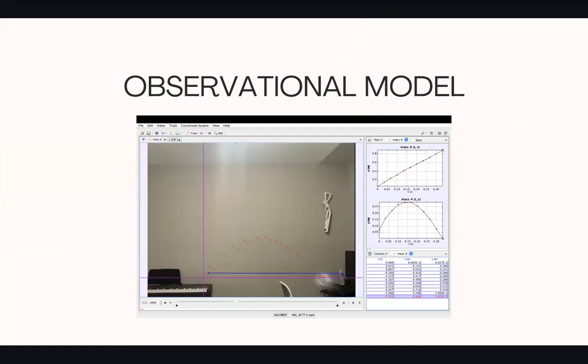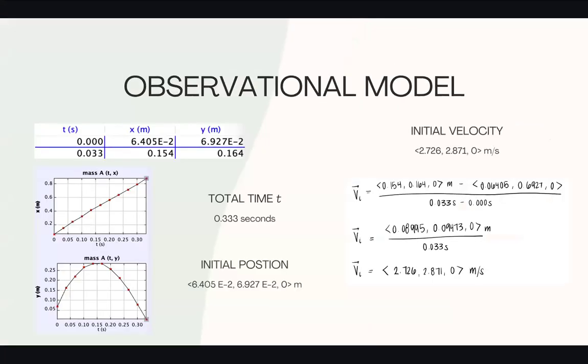So this is the observational model. The paper ball is thrown in projectile motion. Each red marking represents the different positions that the Tracker app tracks as the object moves. The graph on the right is a position versus time graph for both the x and y components. In the observational model graphs, you can see that the x component is more linear compared to the y component graph. The total time was 0.333 seconds, and using the first two plots, we can find the initial position and initial velocity.